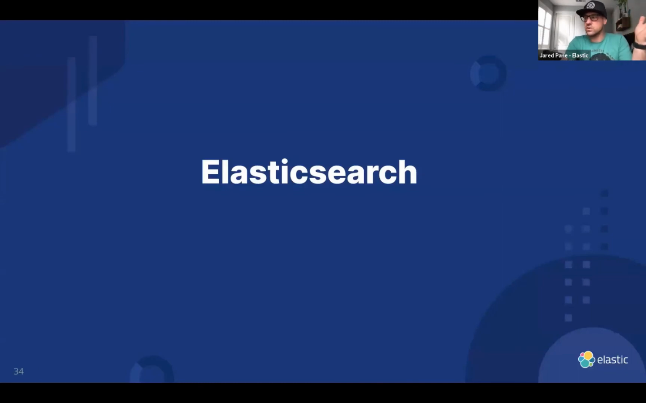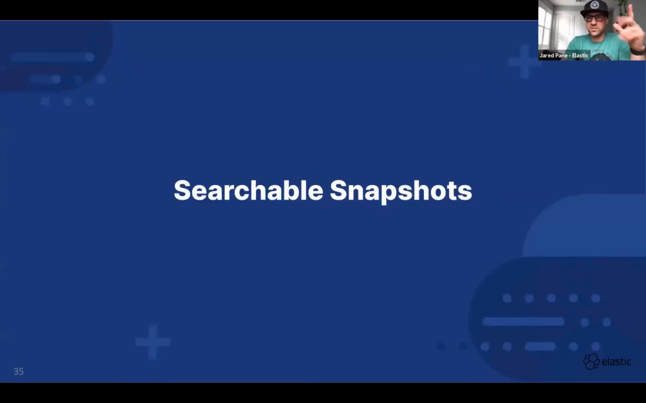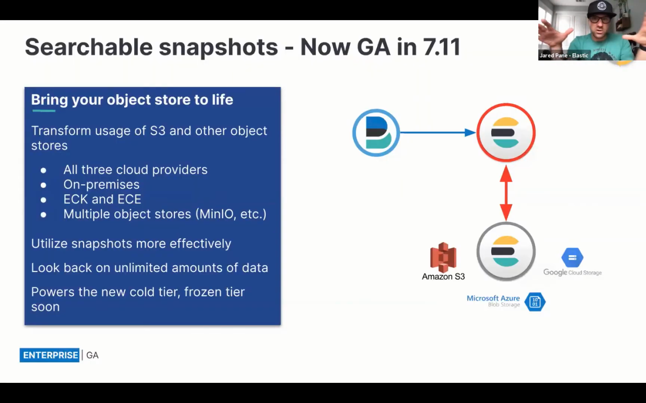So now what we're going to do is talk about Elasticsearch and what's new in Elasticsearch. First things first, big deal, searchable snapshots. It's now GA. It was beta before in 7.10. Now it's GA. Let's talk about what searchable snapshots is.